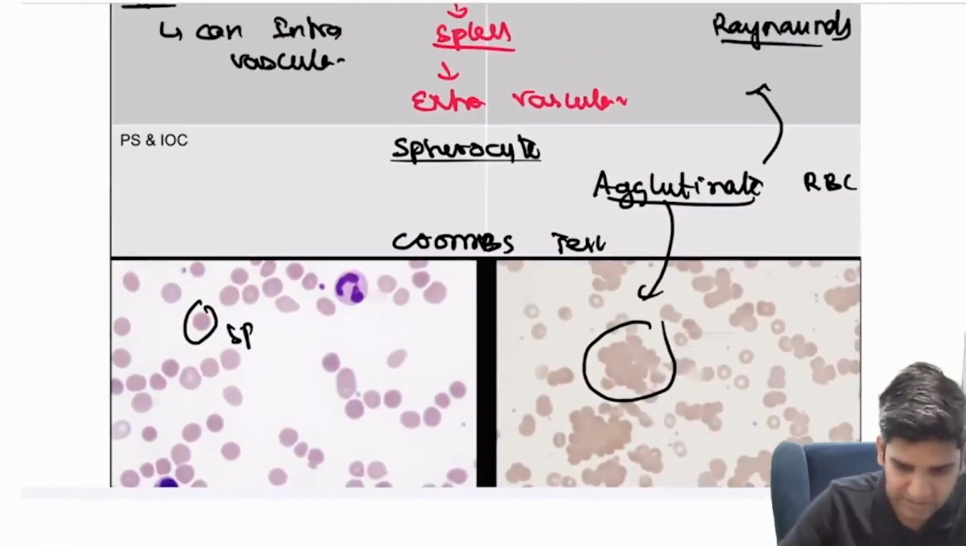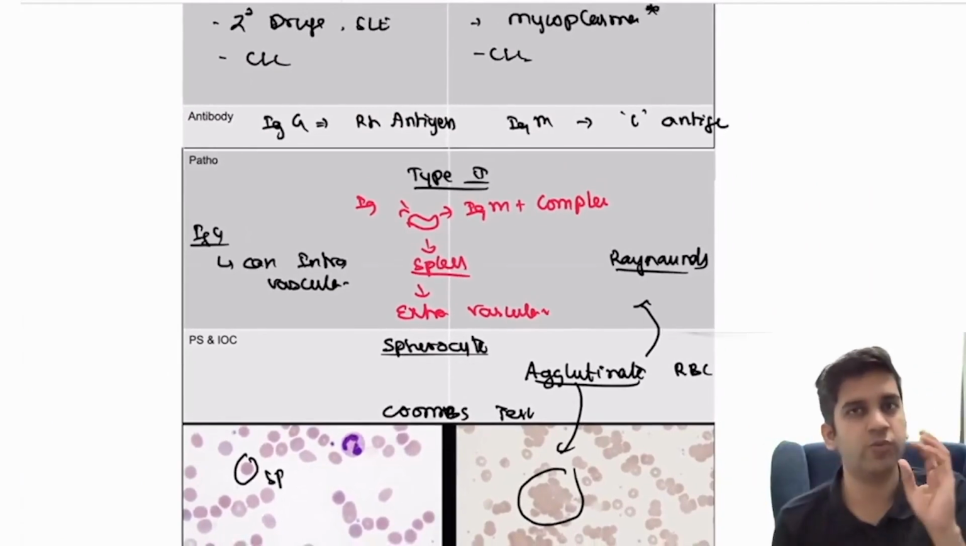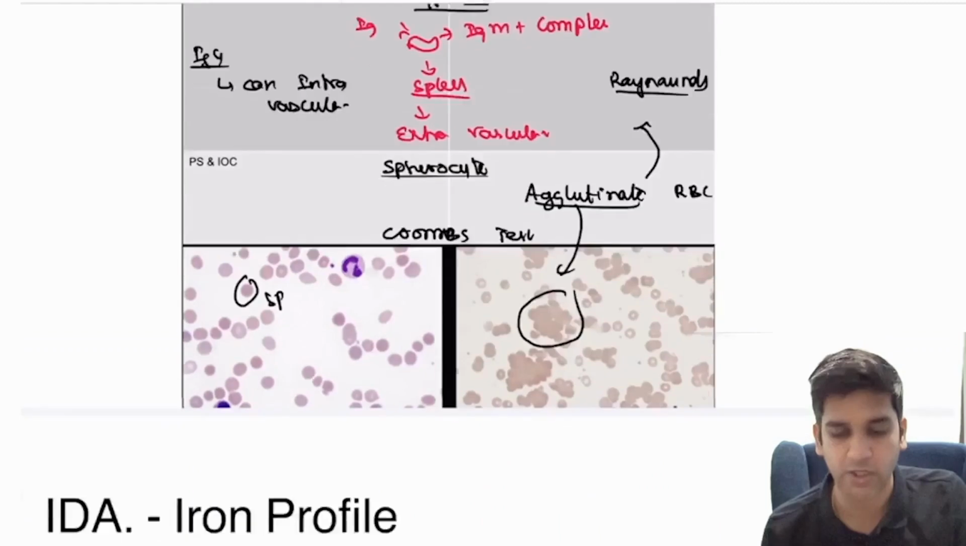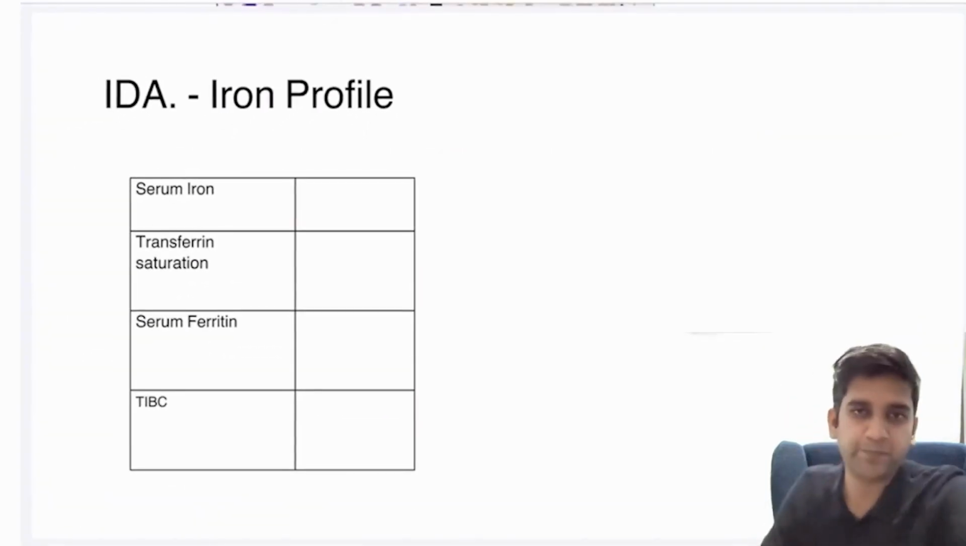Fine. So this is more than enough. Whatever is being asked till now with respect to autoimmune hemolytic anemia, you have the content here. Quick revision, right? That's our goal here. Right. Let's go to IDA.